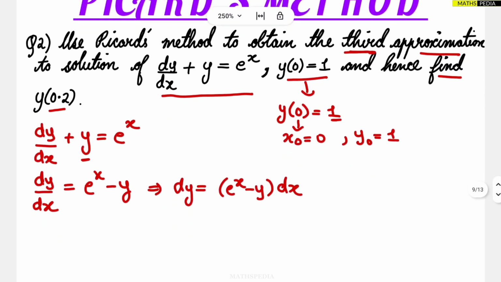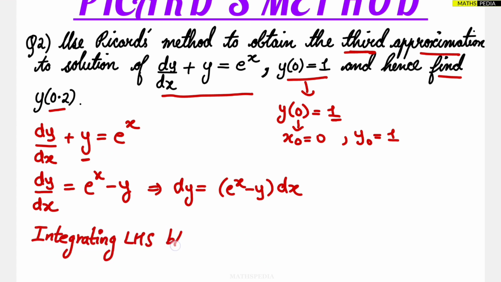Simple. Next, second step. The second step is to integrate LHS and RHS. Between them we have to give the limits, lower limit and upper limit. If you observe, the LHS part is dy, so y limits will be there. So y naught is sitting as the lower limit, which is 1, and the upper limit will remain y.